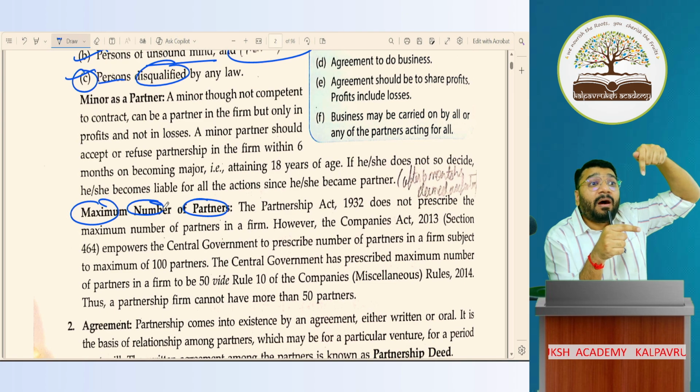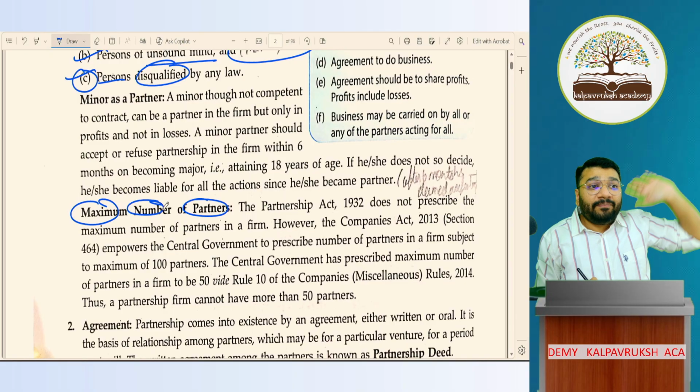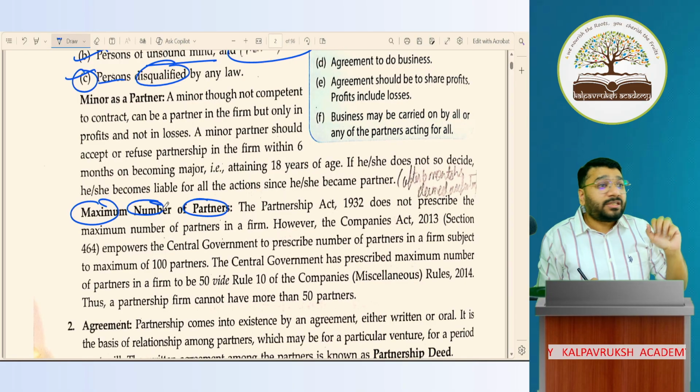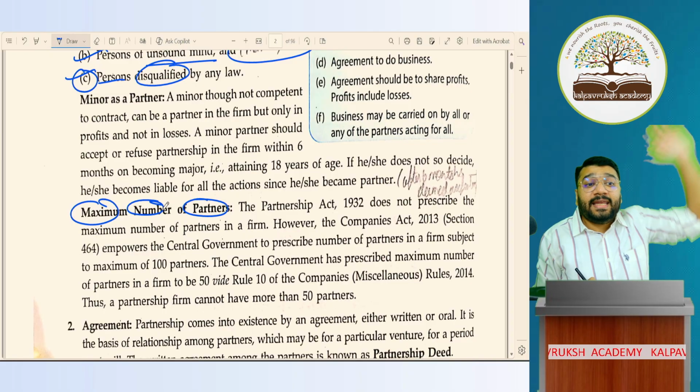and give the power to the central government to increase the limit to 150, 200 or 250. So in law, we have to make the changes. Can we make the changes in law just like that? No. The lawmakers have to take the necessary steps.